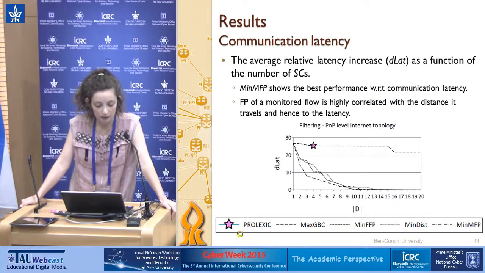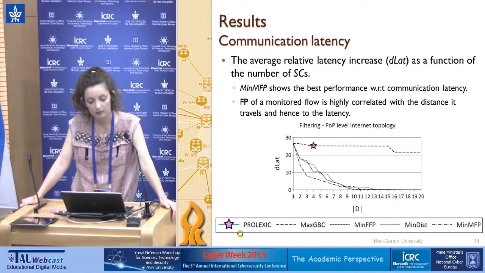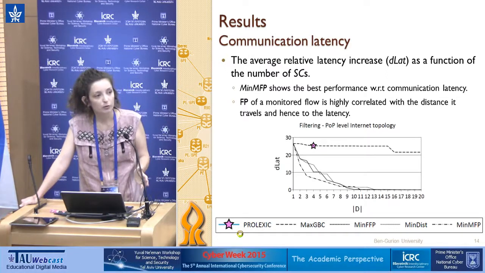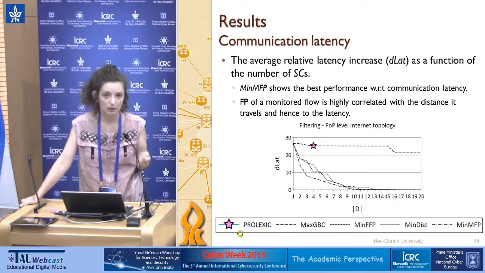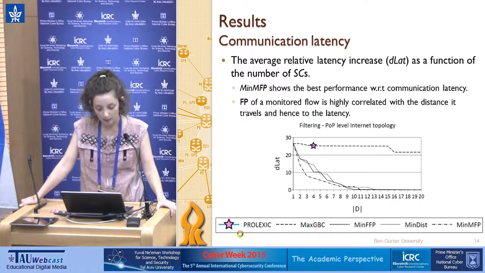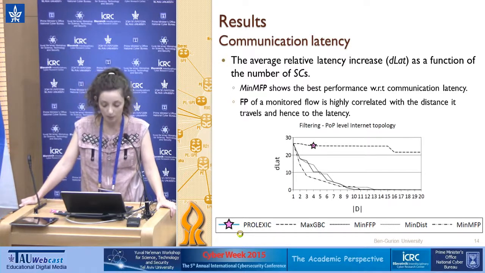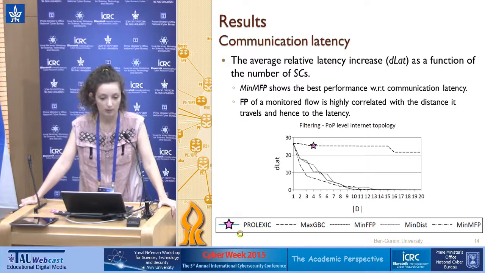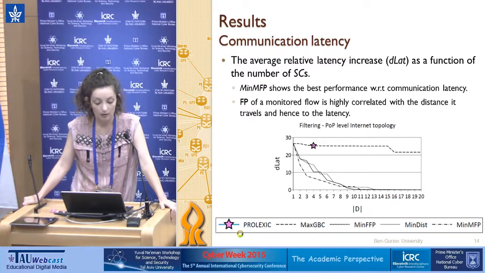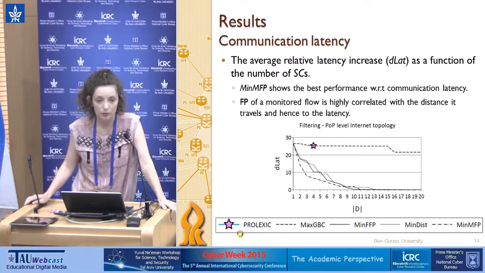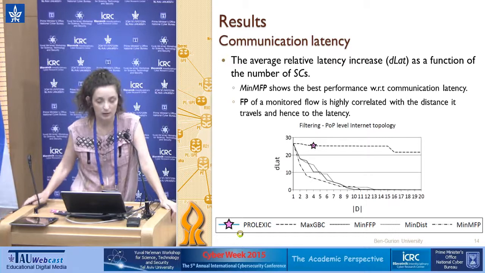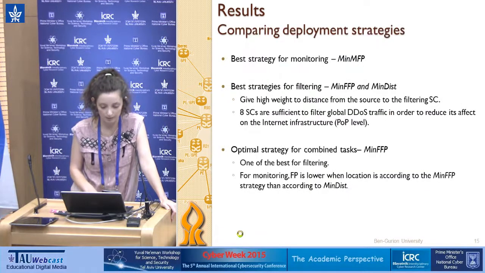With respect to communication latency, MinMFP again showed the best performance, but it is not surprising, since MinMFP tries to get the scrubbing centers as close as possible to the shortest path, and distance is highly correlated with latency. It is surprising that MaxGBC was far from optimal, since it showed the least diverted flows. But for those flows that were diverted, the relative increase was high, since MaxGBC does not account for the route length.